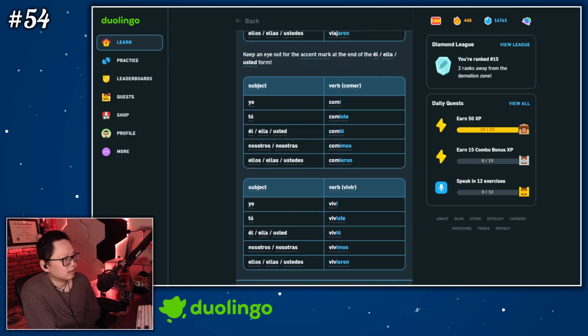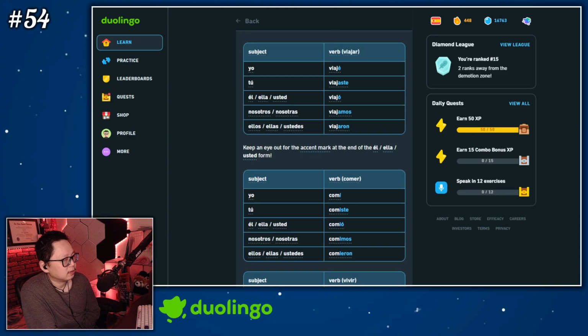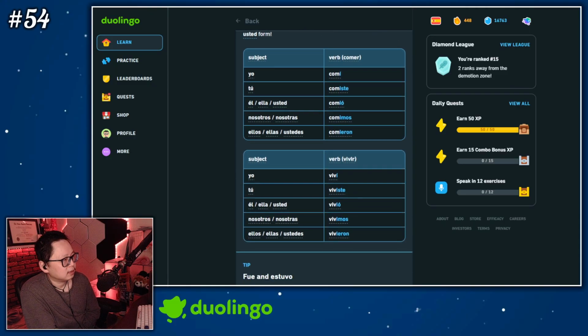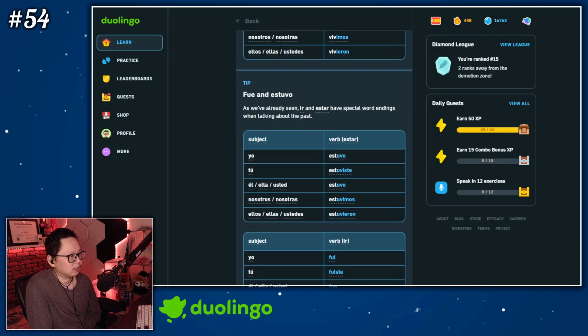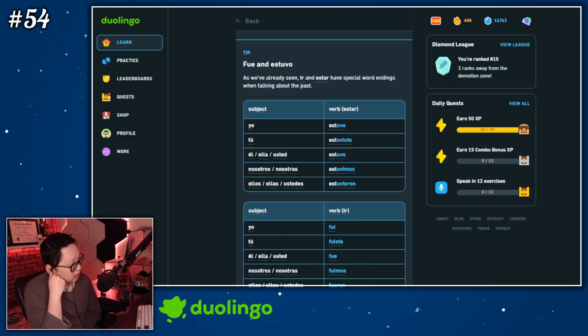Oh no. Everyone except for the odd. So ir and ir. We'll just get used to this. Fine. I don't want to sort this out case by case. And then we have fue and estuvo.